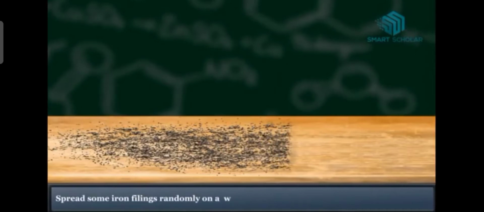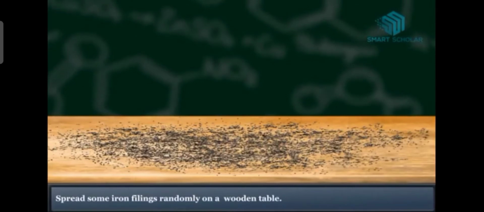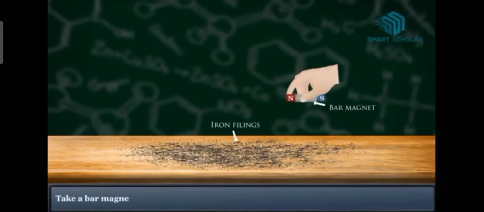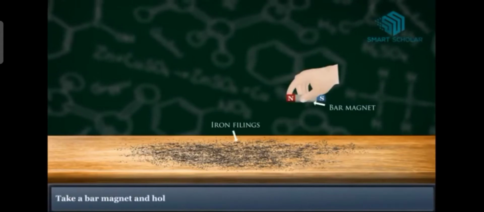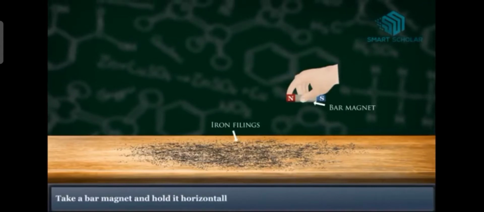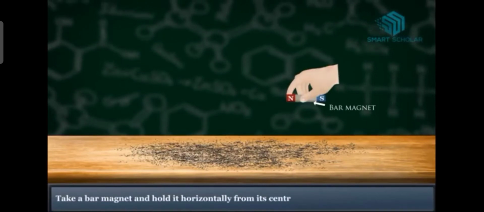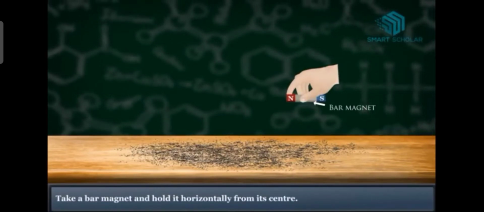First of all, we want to spread some iron filings randomly on the table. You can see these iron filings are the powder of iron. This is known as iron filings. So we are spreading these iron filings on a table and we are going to take a bar magnet. You can see we have taken a bar magnet in the hand and we are going to place it inside this iron filings or iron powder.